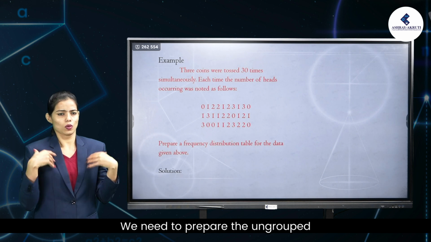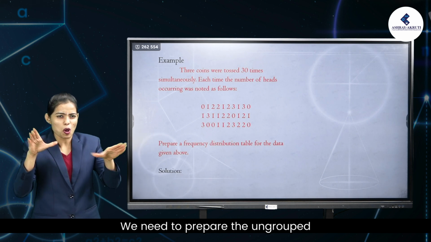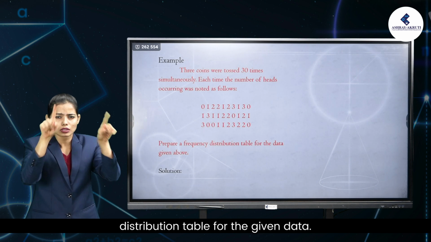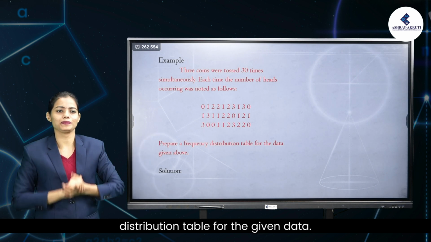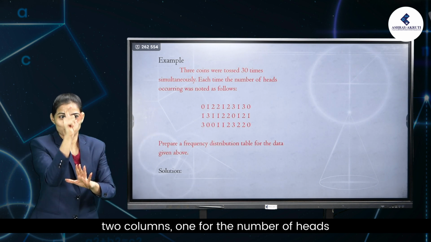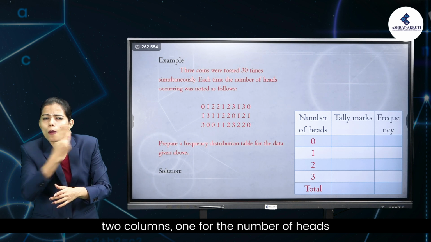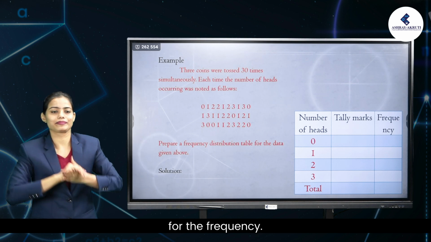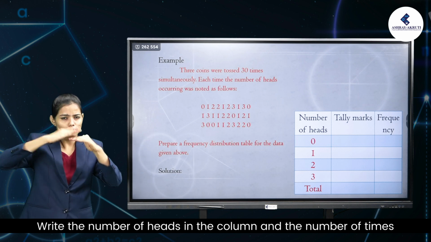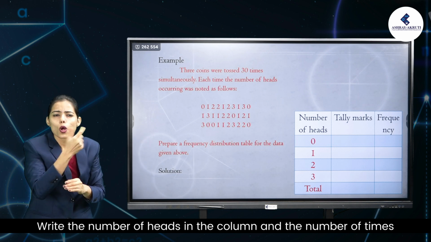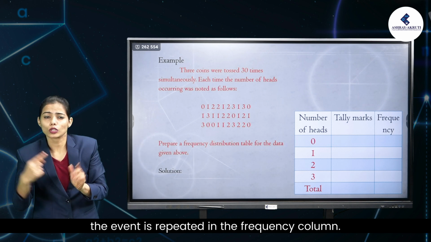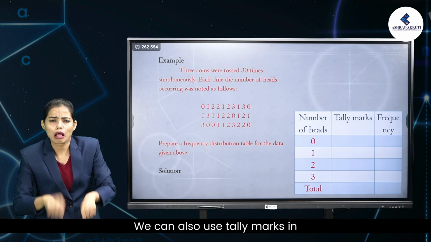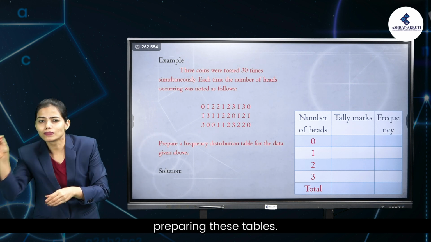Solution. We need to prepare the ungrouped frequency distribution table for the given data. We will make two columns, one for the number of heads and another for the frequency. Write the number of heads in the column and the number of times the event is repeated in the frequency column. We can also use tally marks in preparing these tables.